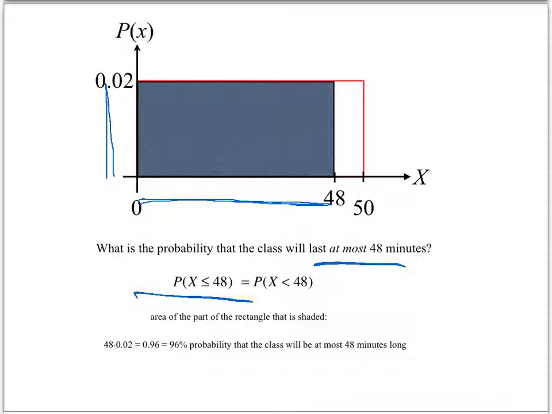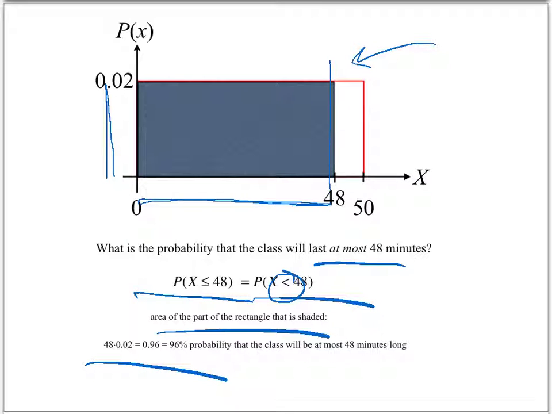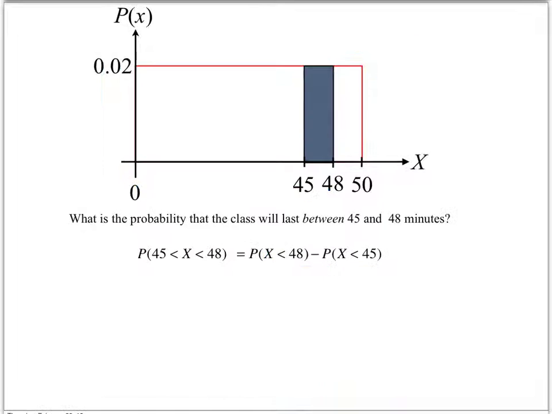And so the probability that the random variable is less than or equal to 48 shouldn't be difficult for you to see that that's the same as the probability that the random variable is less than 48, because remember, this segment right here, straight up, doesn't have any area. So whether you include the 48 or not makes no difference because the area of that segment is equal to 0. So we usually don't have a less than or equal to, we usually just use a less than when we're talking about continuous random variables. So the area of that part of the rectangle that's shaded is 48 times 0.02, which is 0.96, or a 96% probability that the class will be at most 48 minutes long, and that's 48 minutes or less.